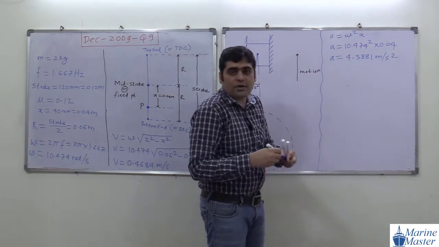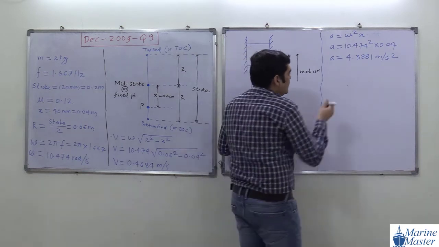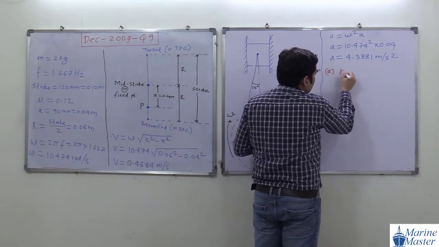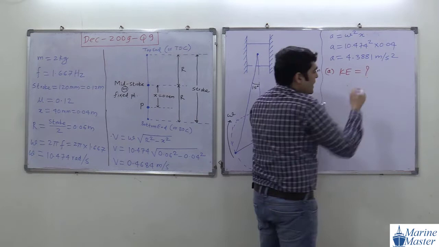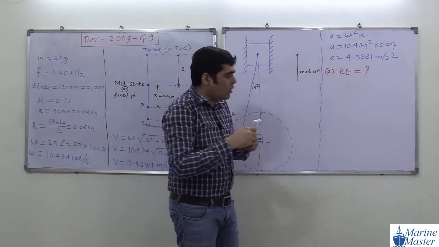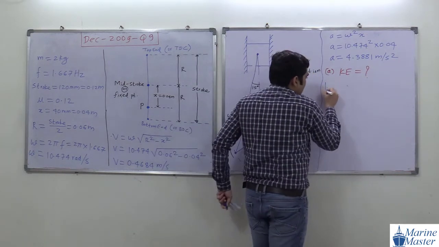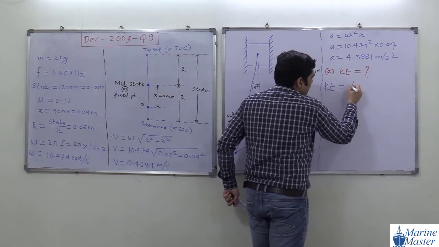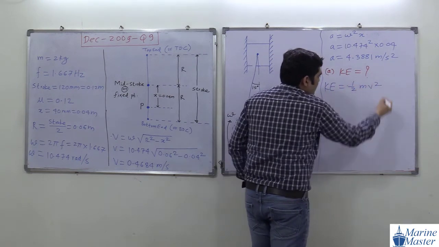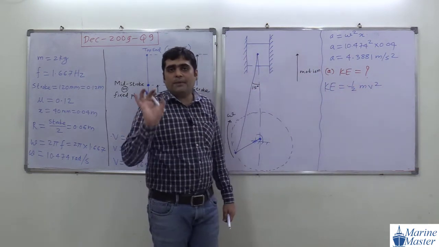Now in A part, what is our target? We have to find the kinetic energy of the block. And how to get the kinetic energy? Kinetic energy means half mv square.